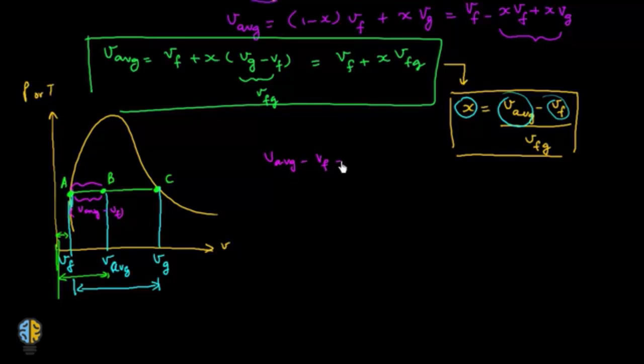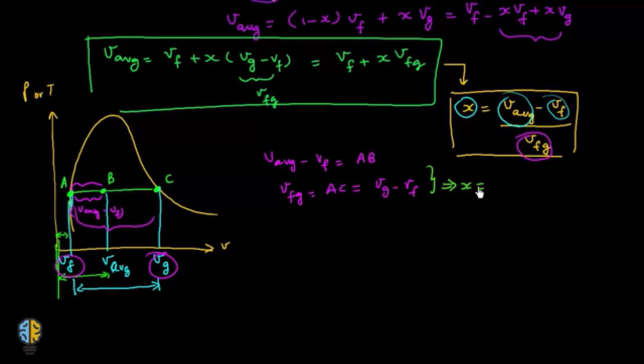So this particular expression is equal to the length AB. Alright, and Vfg is the complete difference between Vg and Vf, which is this complete line, which is AC. So Vfg is equal to AC because it is equal to Vg minus Vf. So I hope you understood this. So the value of X from graphical analysis would come out to be AB upon AC.